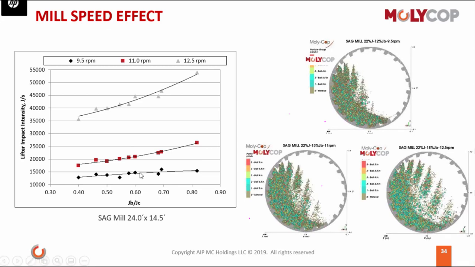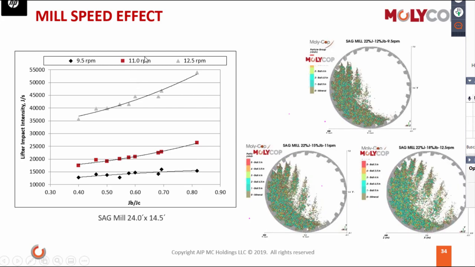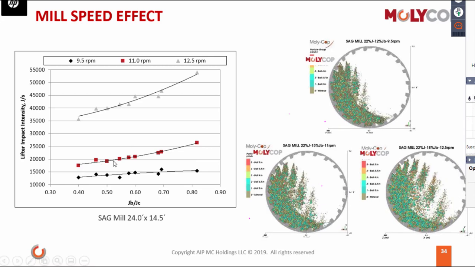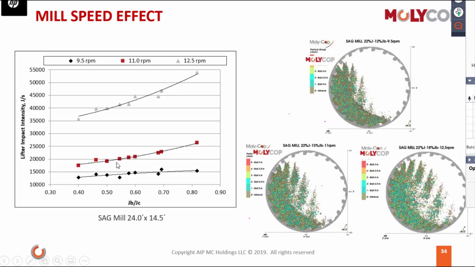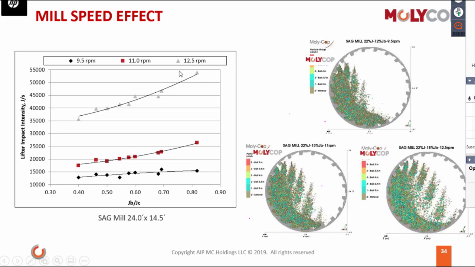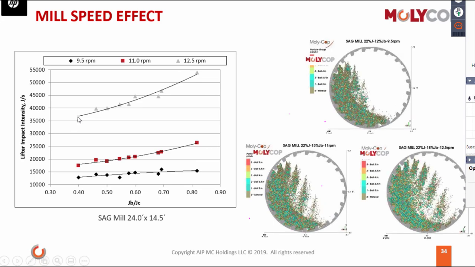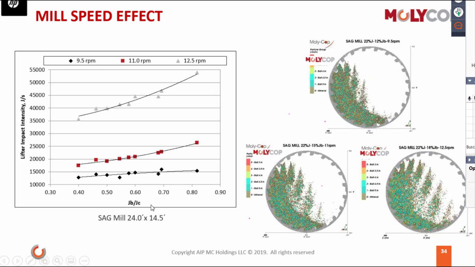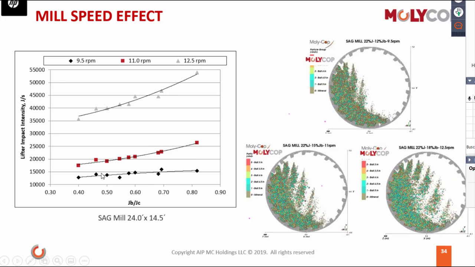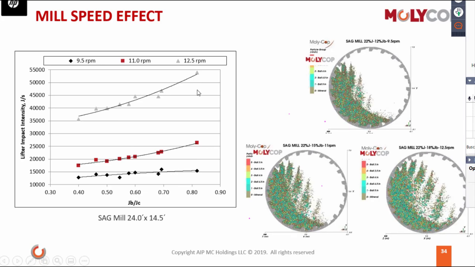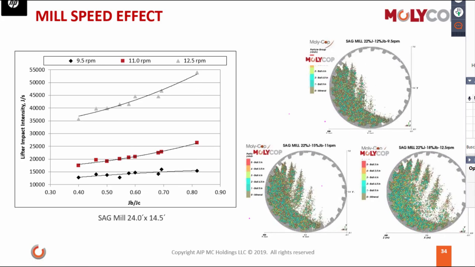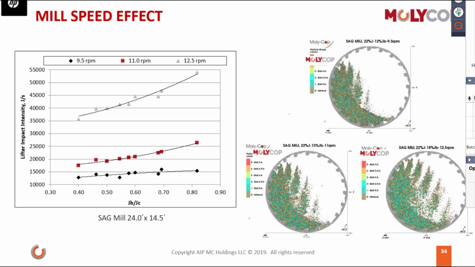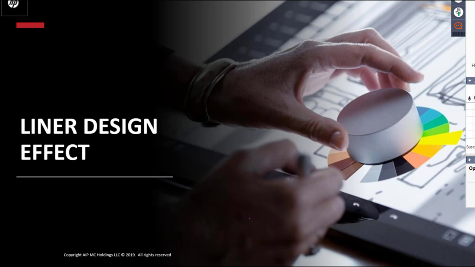But if you begin to increase the RPM, the mill speed, you can notice, for example in the red line, that the lifter impact intensity increases much higher. And if you increase to 12.5 RPM, the lifter impact intensity is much higher. And if you increase the relationship between the JB, JC, so that means you have much more ball filling, you are going to have a higher impact intensity in the lifter. What does that mean? You can break the lifters, and also you can break the balls. This condition is not good for SAG milling. So, that is the effect of the mill speed.